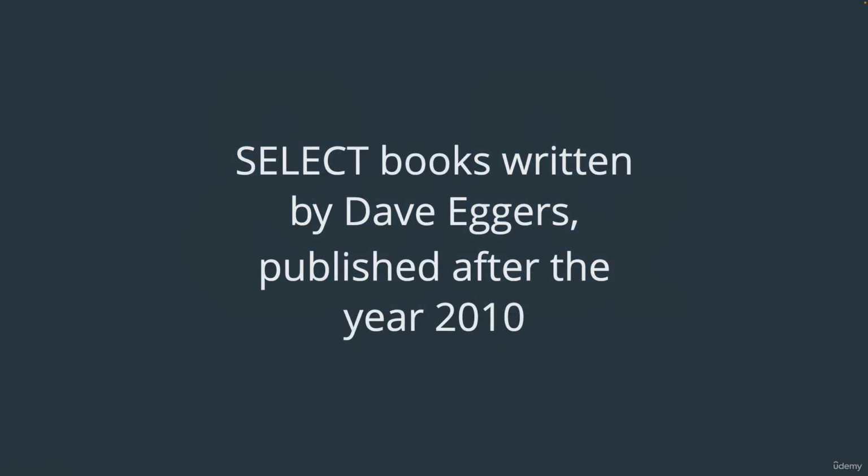Imagine that I wanted to write a query to select all the books written by Dave Eggers that were published after the year 2010. Well, there's two basic pieces of information here that we're filtering by. We're selecting by author, where author is equal to Dave Eggers, or just Eggers maybe for last name. And then secondarily, we're also finding books released after 2010.